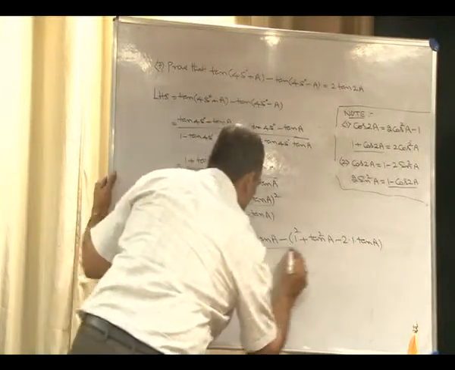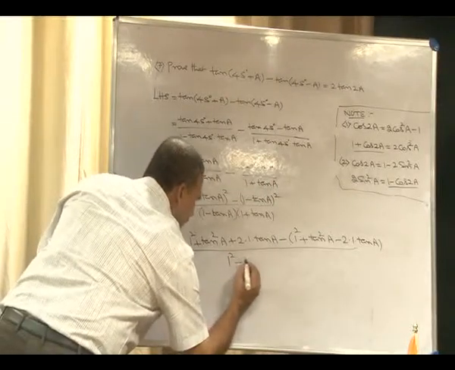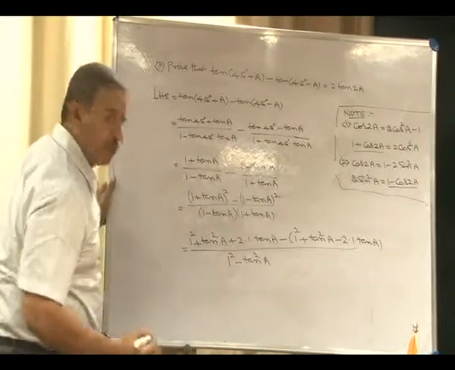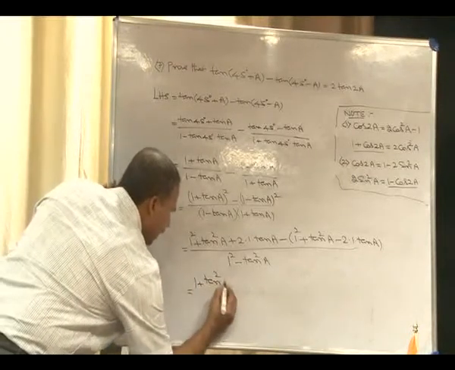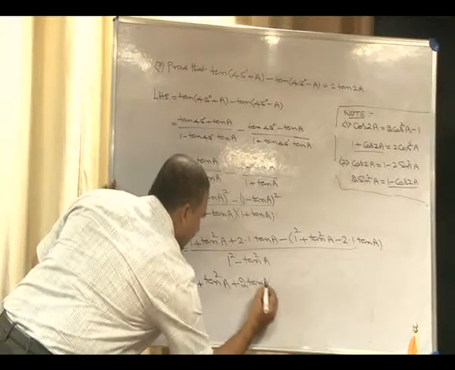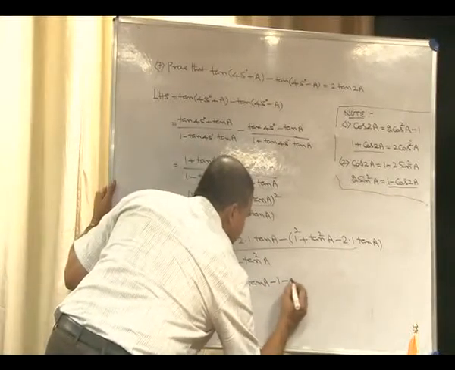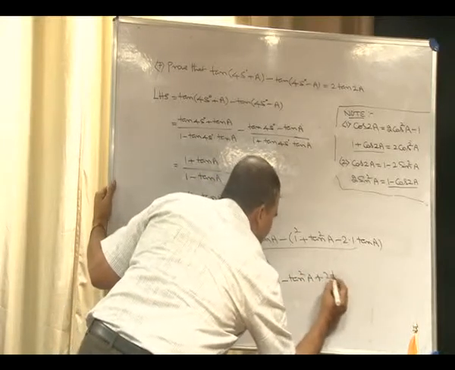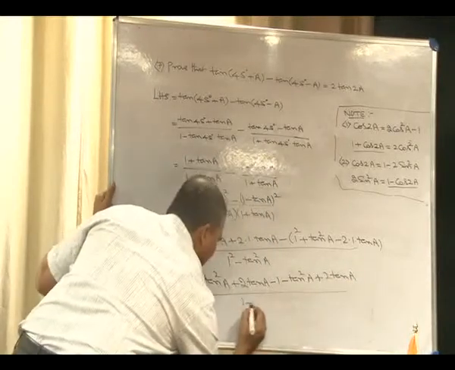By A minus B into A plus B, that is A square minus B square, means 1 square minus tan square A. That 1 square is 1 plus tan square A plus 2 into 1 into tan A is 2 tan A, minus into 1 square is minus 1, minus into plus is minus tan square A, minus into minus is plus 2 into tan A into 1 is 2 tan A, by 1 minus tan square A.